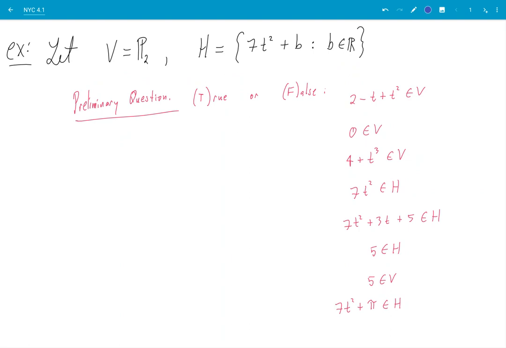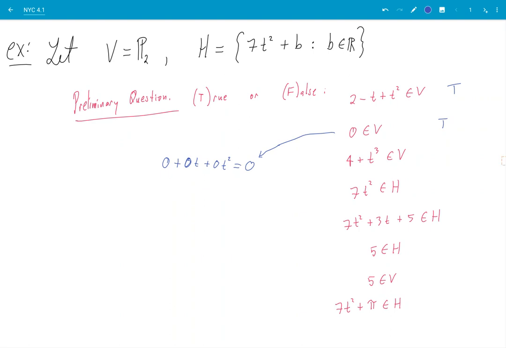Okay. Is this in V? Yeah, it's a polynomial of degree at most 2. Okay, so this is true. Is this just the number 0? Is that in V? Well, yes, it is. You can think of it as being 0 plus 0t plus 0t squared. That is a polynomial of degree at most 2.